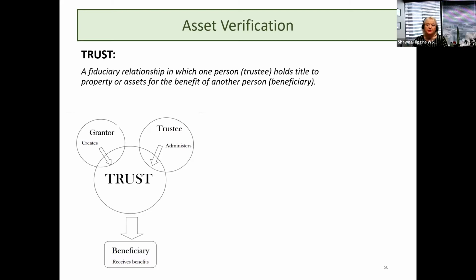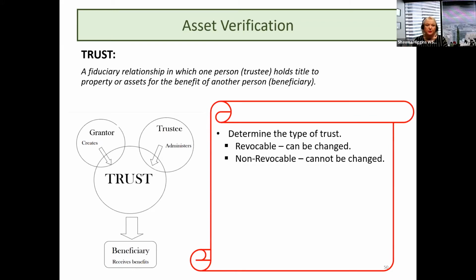So this is all going to be dependent on who your applicant is. If your applicant was the grantor, they're the ones putting the money in the trust, so you're going to want to look at it that way. If they're the trustee, most of the time they don't really get anything from the trust. But if they're the beneficiary, they may receive benefits. So you've got to figure out which part your resident sits in. You're also going to want to find out what kind of trust it is. Is it a revocable trust, meaning that it can be changed? Or a non-revocable trust, meaning that it cannot be changed?